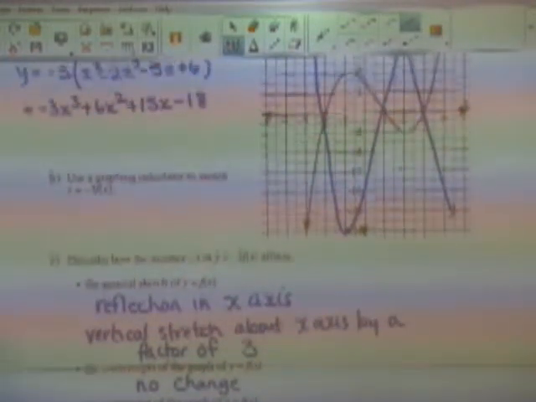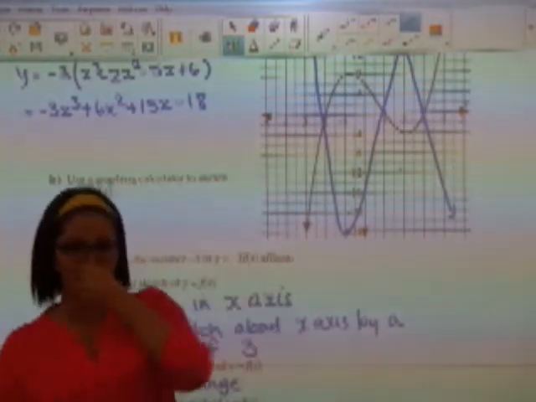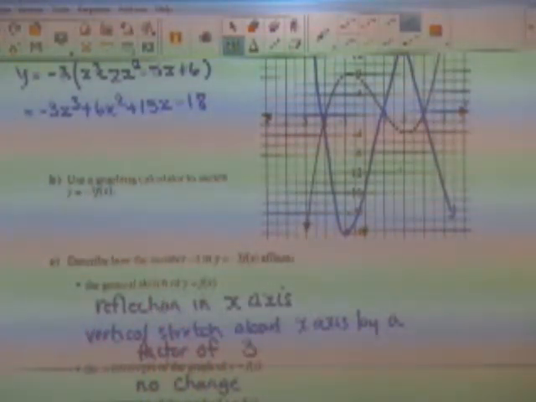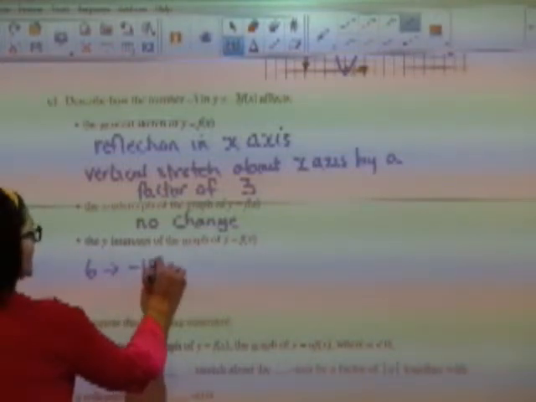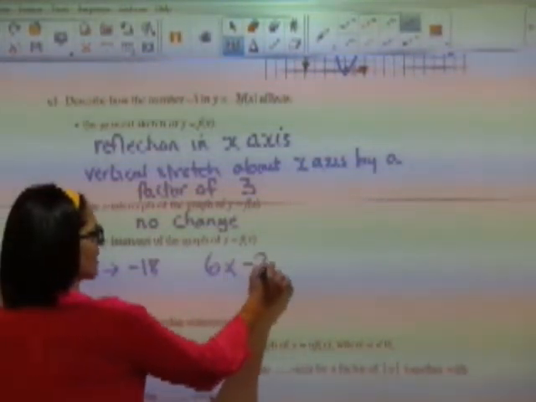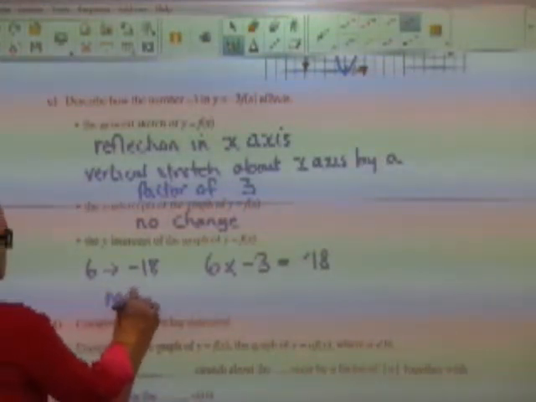What happened to the y-intercept? So the y-intercept was at 6. Where does the y-intercept move to? It goes to negative 18. 6 times negative 3, so it's multiplied by negative 3.